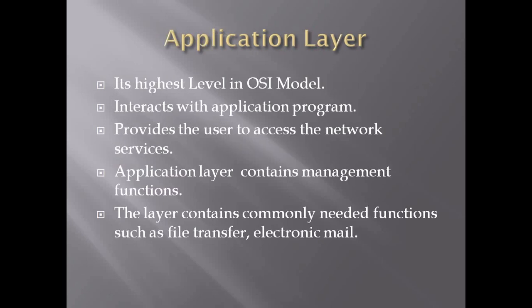The application layer is the highest level in the OSI model. It interacts with the application program. Using this layer, the user can access the network services. The layer contains functions such as file transfer and electronic mail. These are the services used by application programs like Chrome or Firefox. This is one of the uses of the application layer. This is what I have discussed in this video.